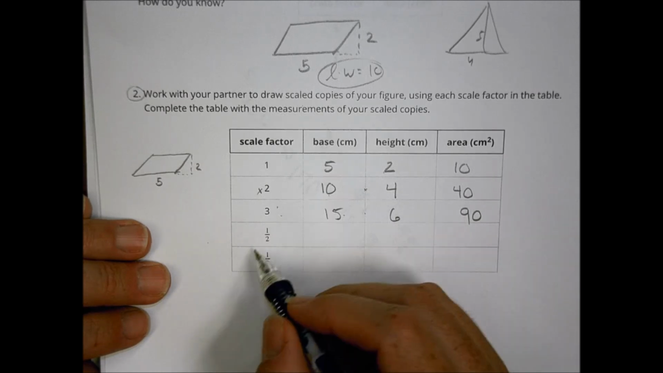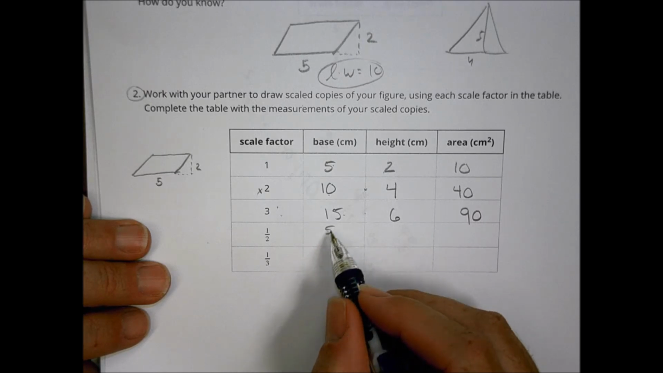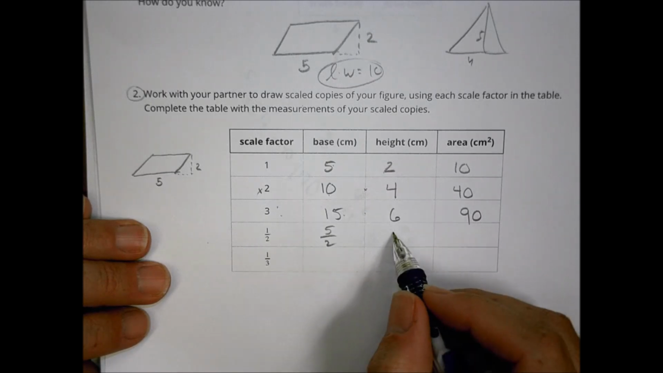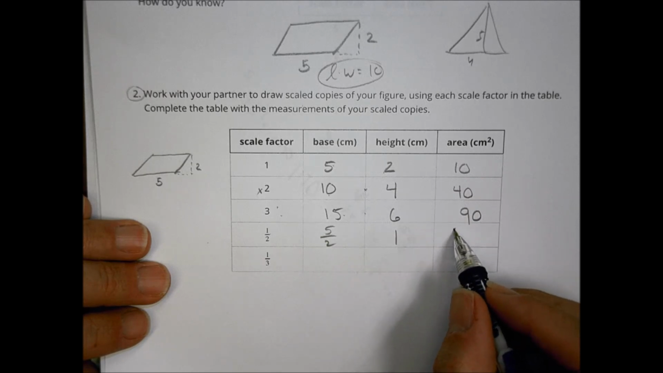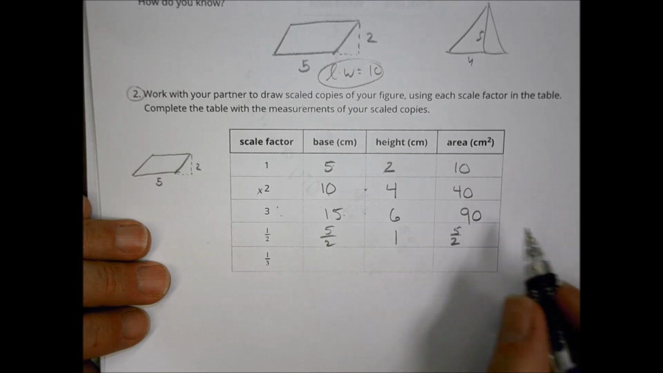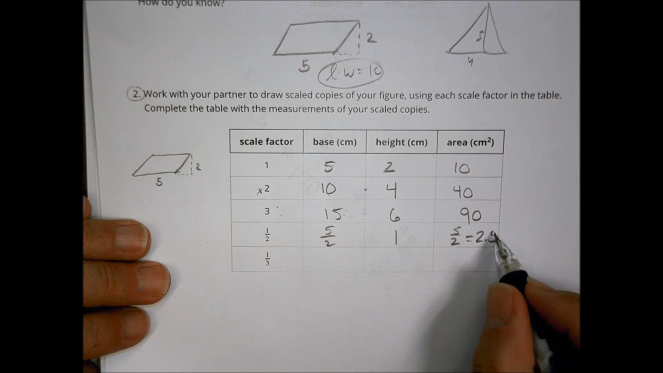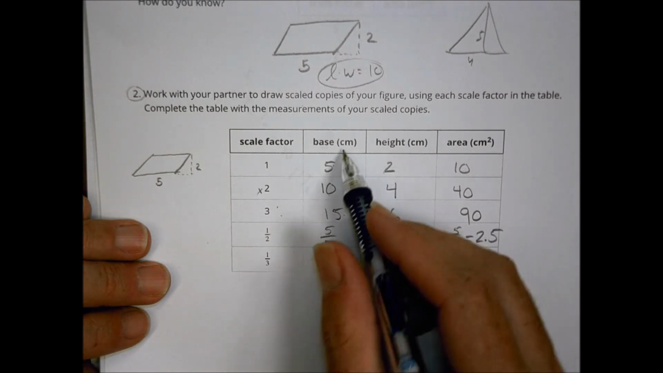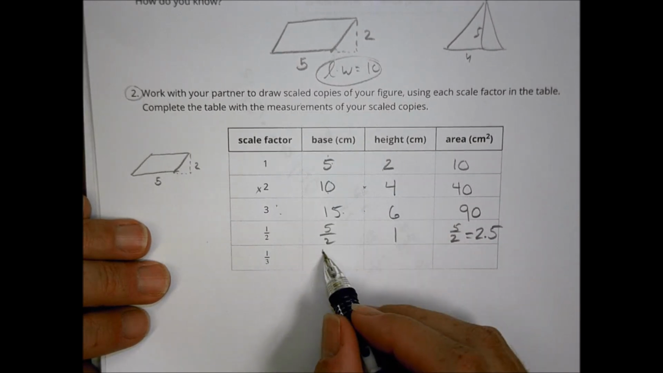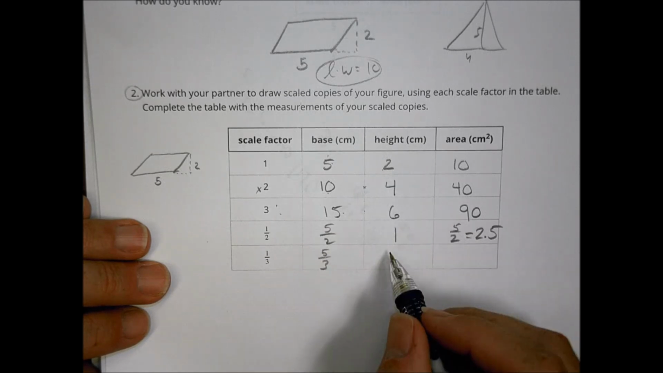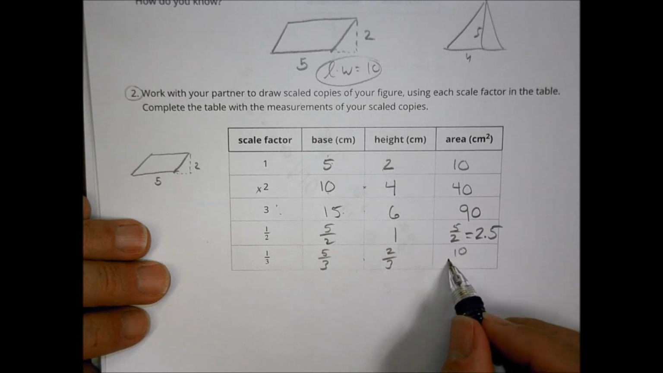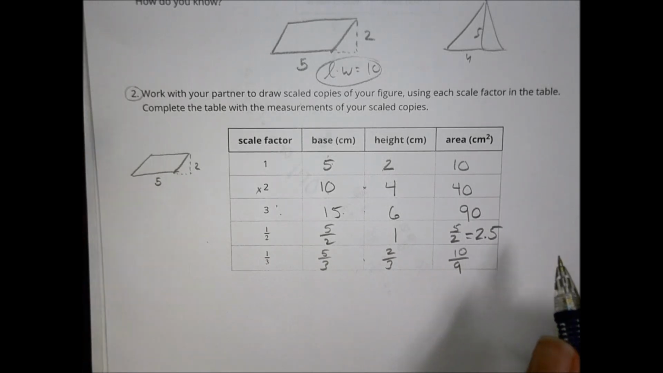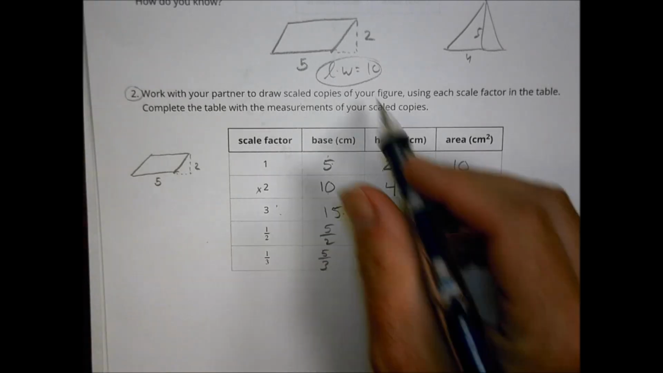And then if I have fractions, I have 5 over 2, 2 over 2, which is 1. And then I can multiply that out to have just a 5 over 2, or perhaps you made it a decimal, 2.5. And for this one, I'd have 5 times a third, which is 5/3. 2 times a third, which is 2/3. Multiply that out, and I have 10 over 9. So I could have worked it out that way for this shape here.